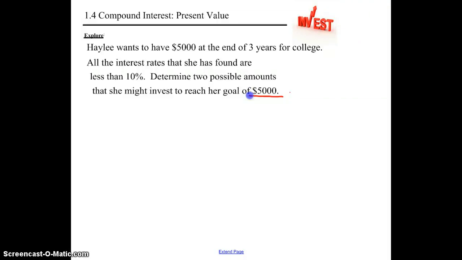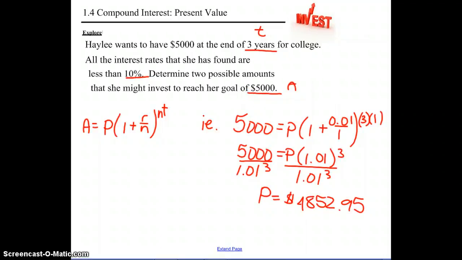So $5,000 is her future value. Interest rates are less than 10%. 3 years is the time she has to invest. So we need to figure out two possibilities for how much she needs to invest to reach her goal. So here we have just one example of a possible situation where you have 1% interest compounded annually for 3 years.